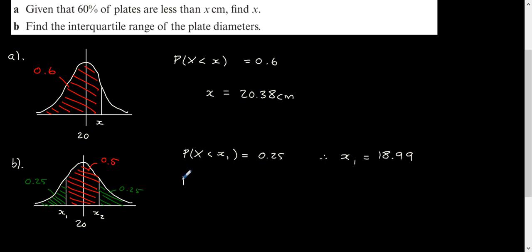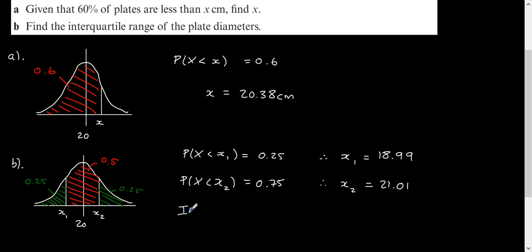And then what we can do is we can say, well, the probability of x being less than x2 is 0.25 plus 0.5, which is 0.75. And so we can find out x2 using that logic. So we can say 0.75, keep the rest the same. We got 21.01, 2 decimal places.